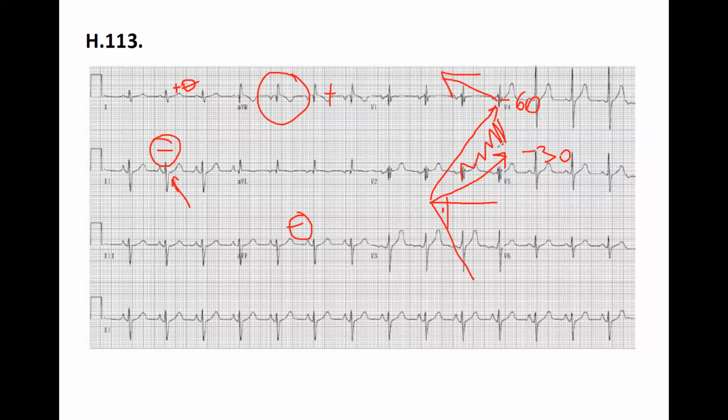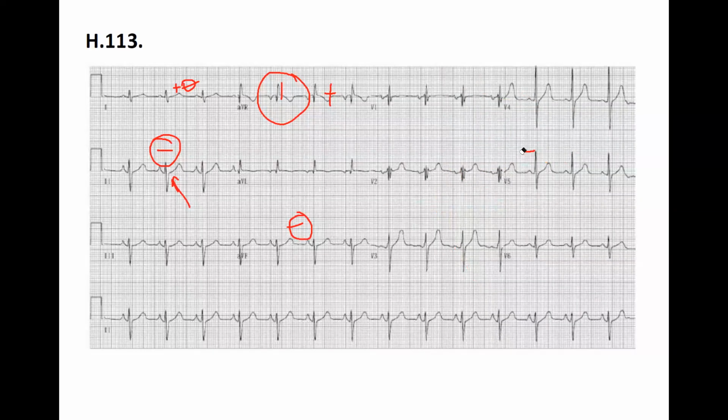So AVR is mostly positive, so it's less than minus 60. Lead 2 negativity means that you are somewhere here. And because AVR is positive, this is not negative. Negative in this area, positive in this area, AVR. So that's the extreme left deviation. What does it mean? Left anterior hemiblock. Very good.